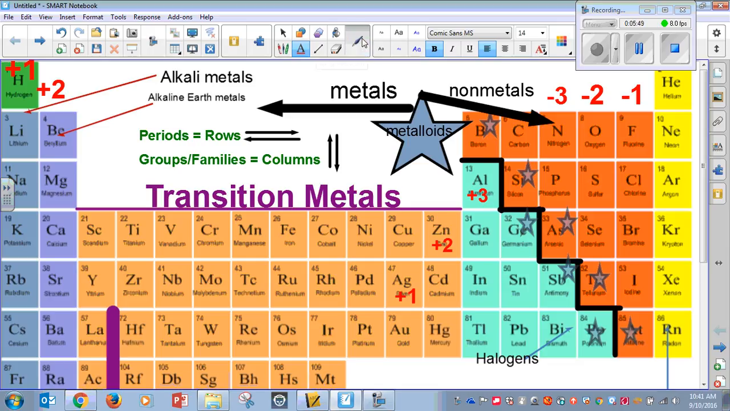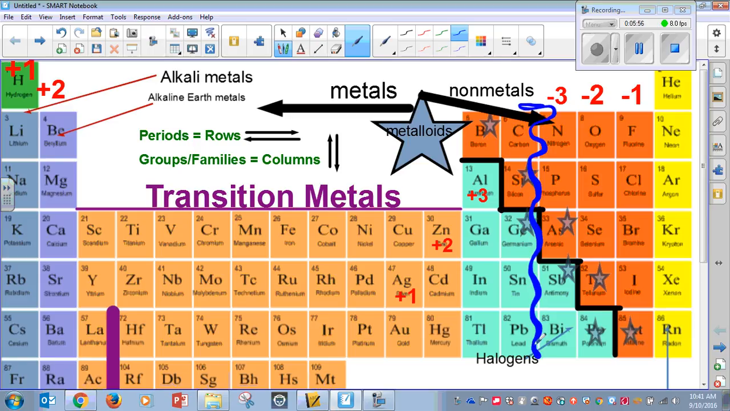Then if you imagine a mirror that happens right here. So we have +1, we have a +2, and then we have a +3. Then on the flip side of the mirror, we have -3, -2, and then -1. So all of group 15 forms a -3 charge. All of group 16 forms a -2 charge. And then all of group 17 forms a -1 charge.